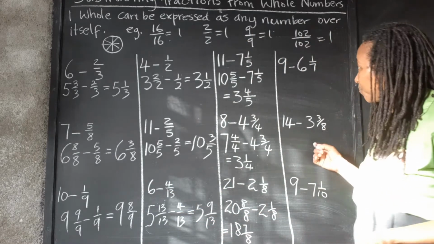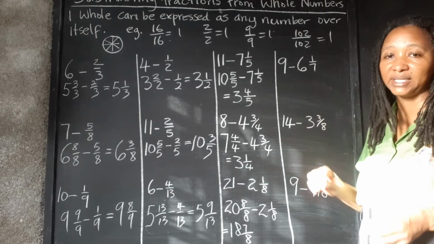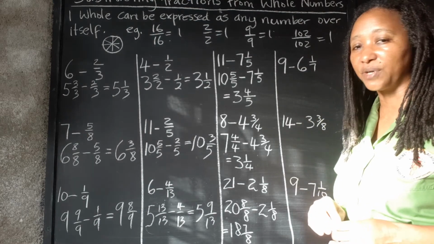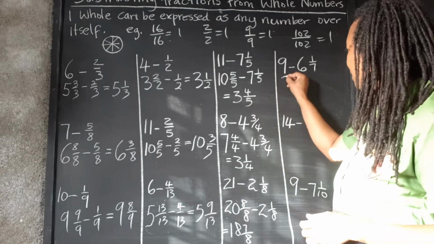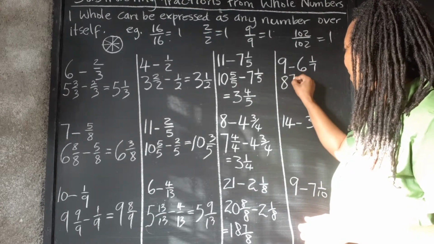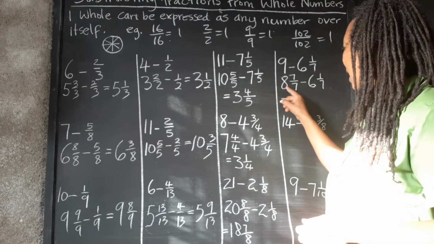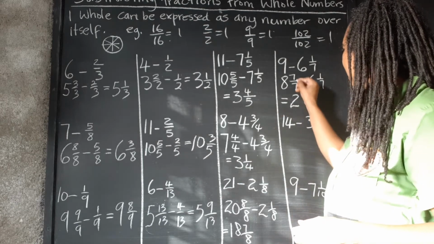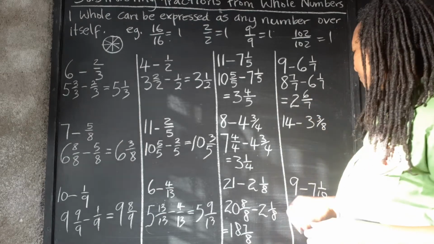So let's go. We have 9 subtract 6 and 1/7. We're going to take one from the 9, so that gives us 8. Express the one whole as 7 over 7. 8 take away 6 is 2, 7 take away 1 is 6, and we put that back over 7.